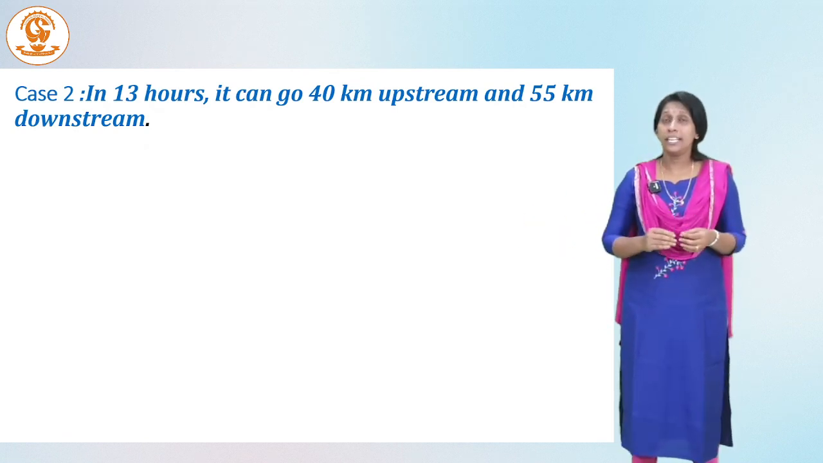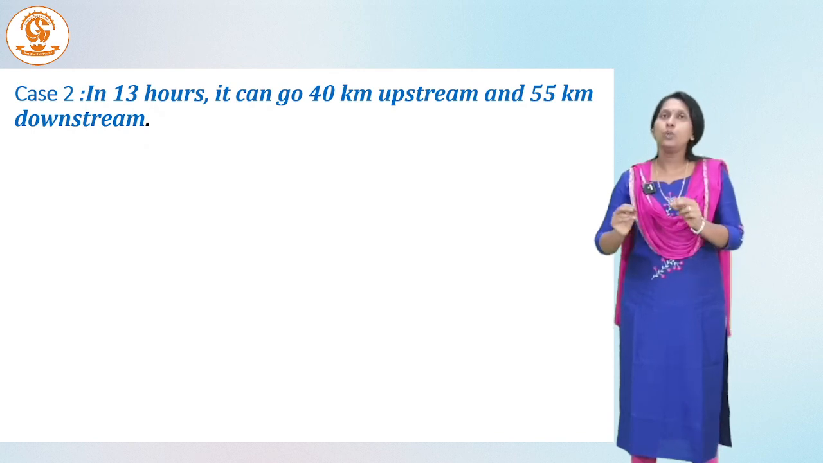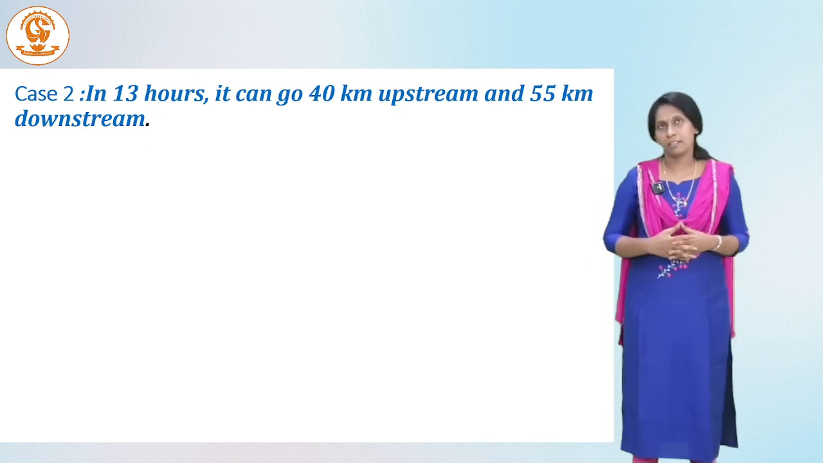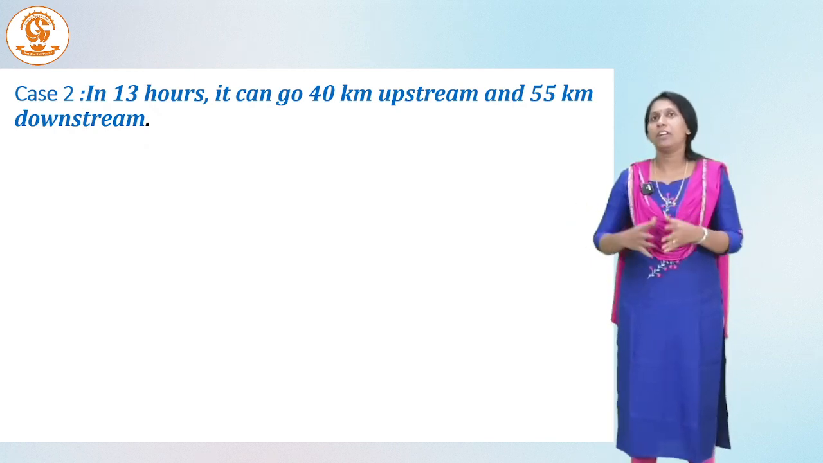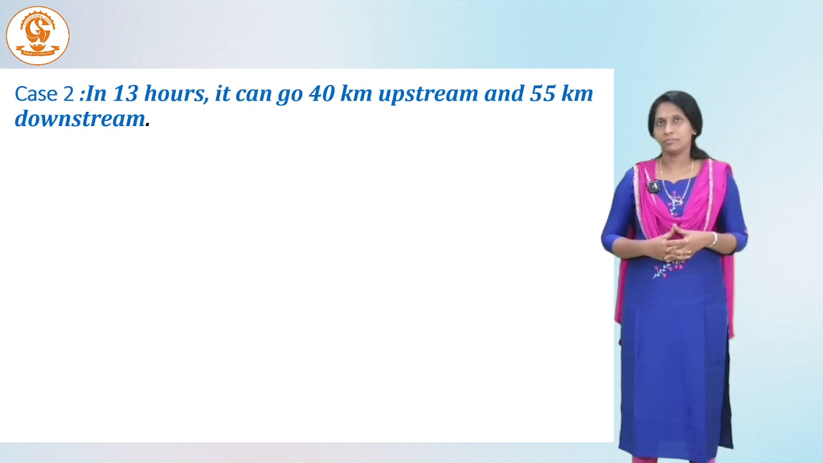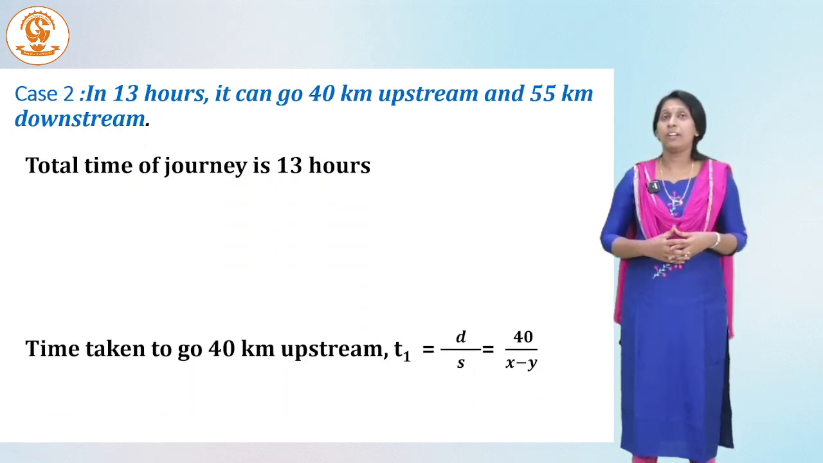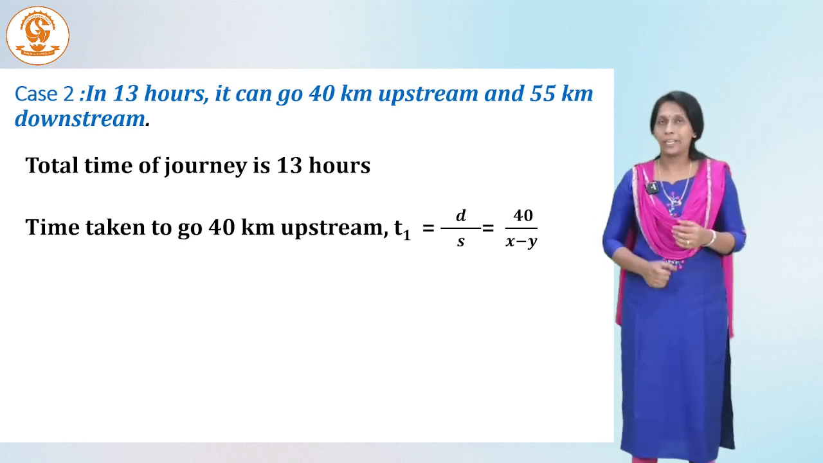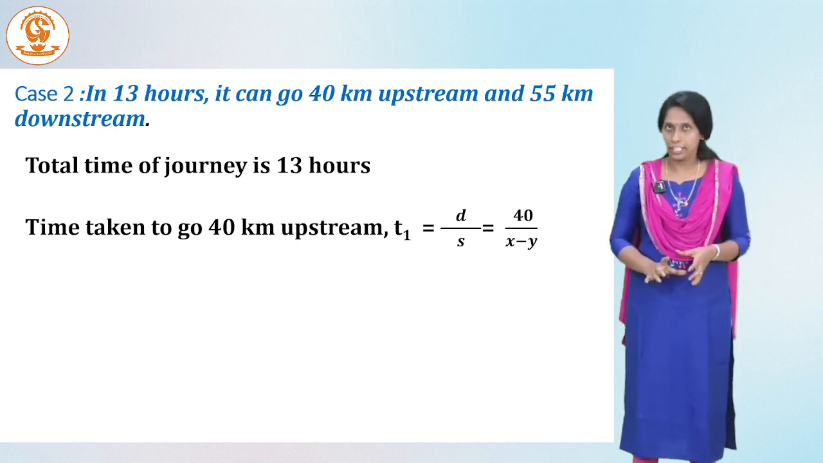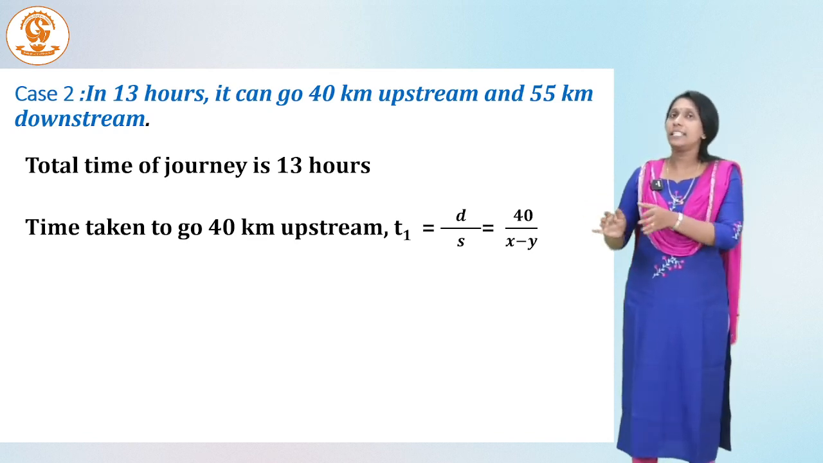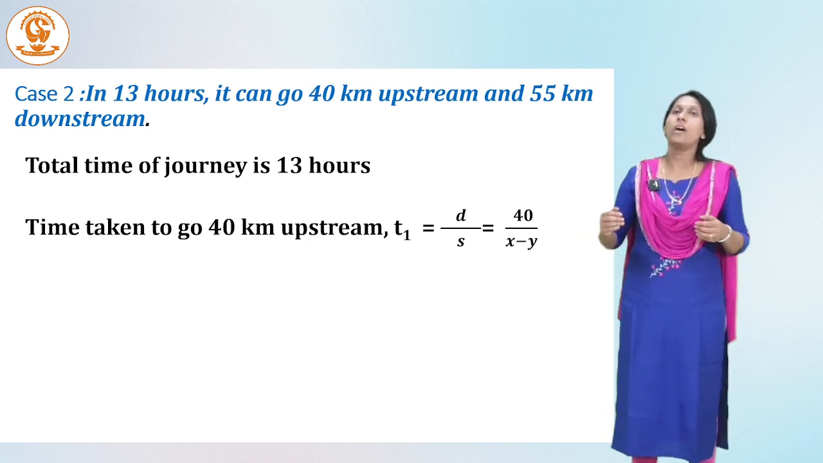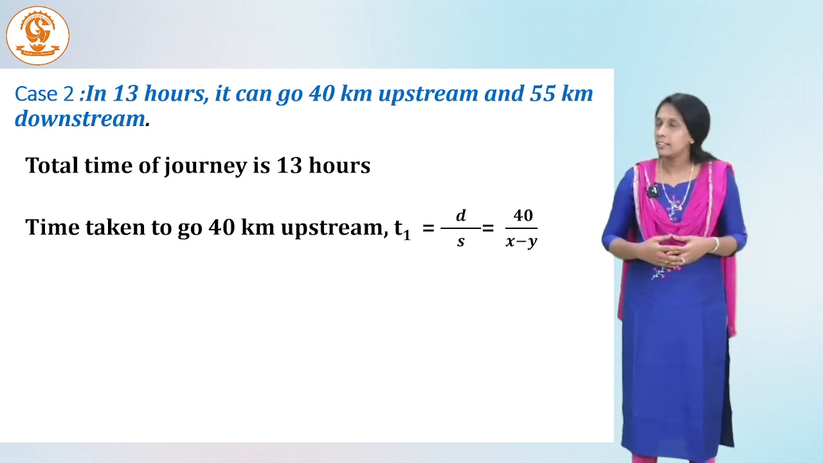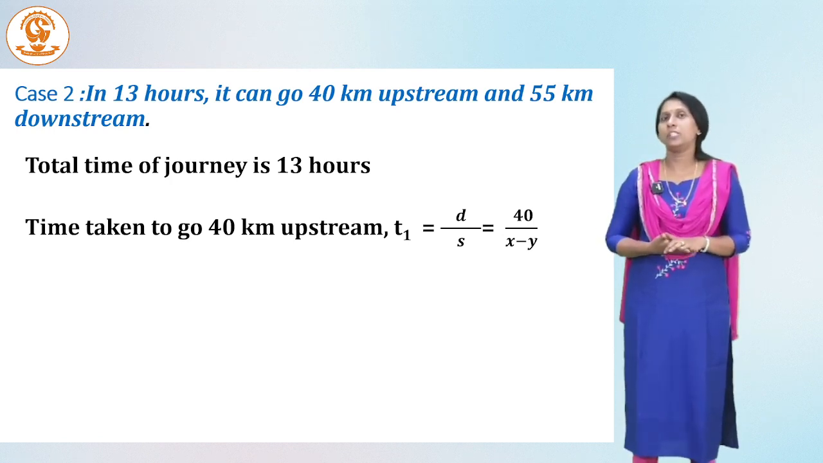Now what is the time taken to go 40 kilometer upstream? Let it be T1. All of you please write what is T1. T1 is equal to, again it is distance by speed, and the distance is given as 40 kilometer and it is specified that the journey is upstream. So its speed is x minus y. So T1 is equal to 40 divided by x minus y. Very good.